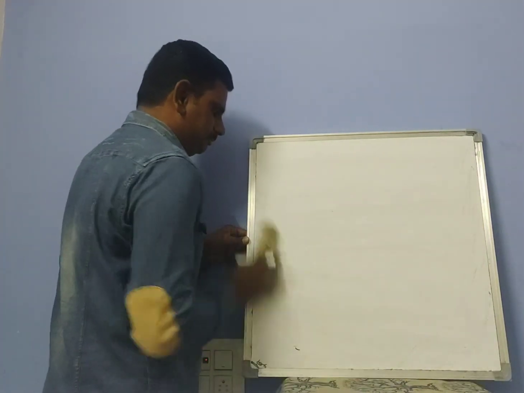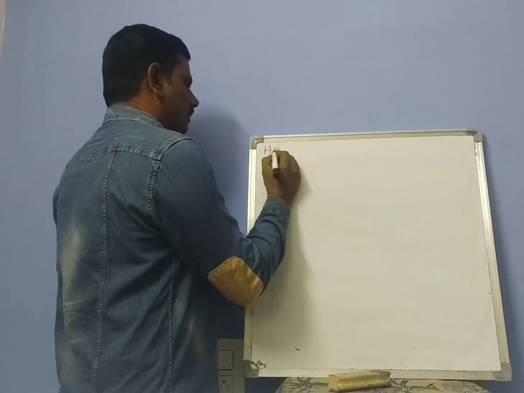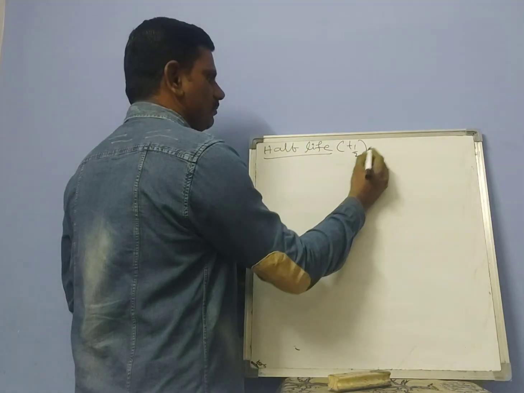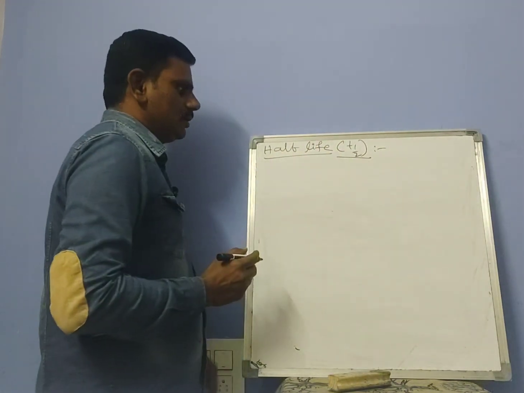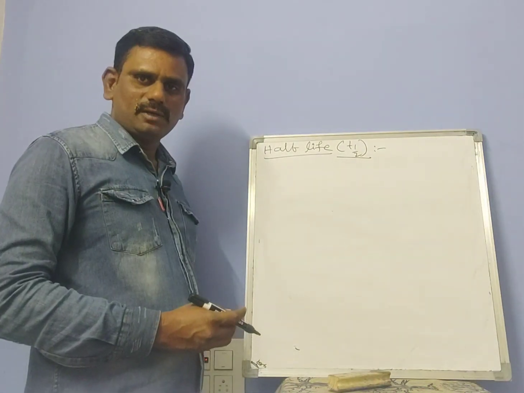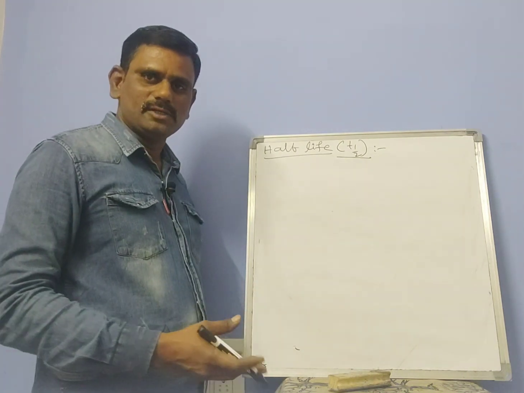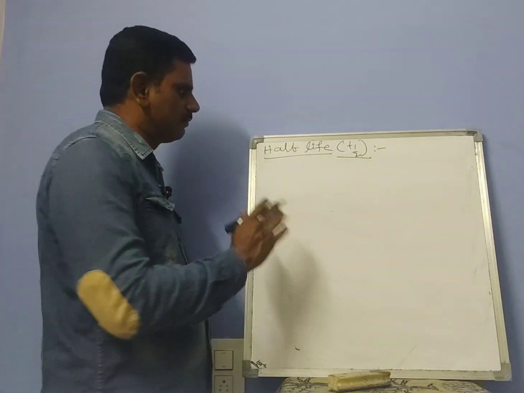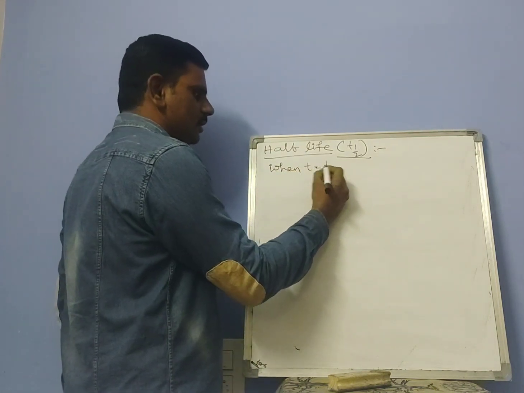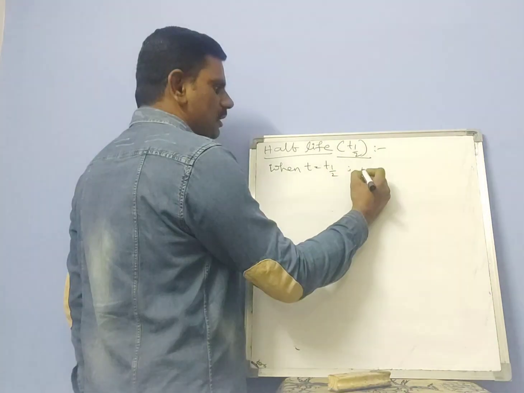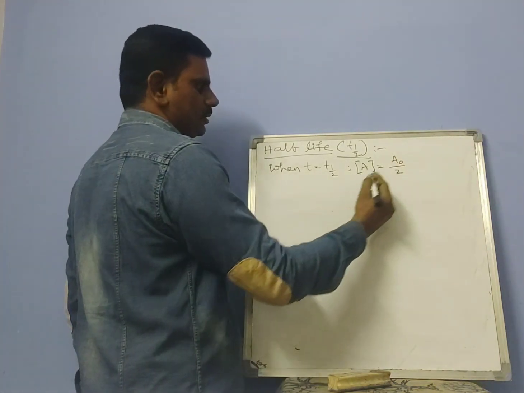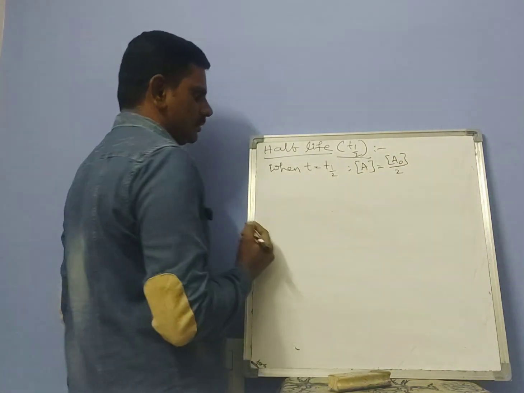See, simply, half-life. Half-life means here T half. The time required to halve the initial concentration of the reactant is called half-life. See here, when T becomes T half, the concentration becomes A naught by 2. A is equal to A naught by 2.